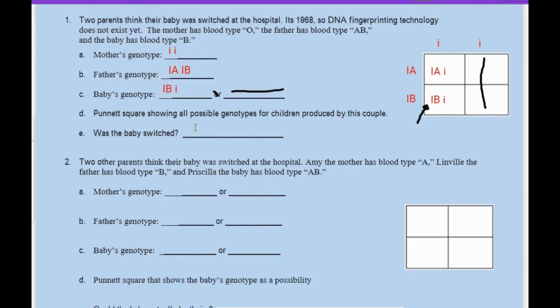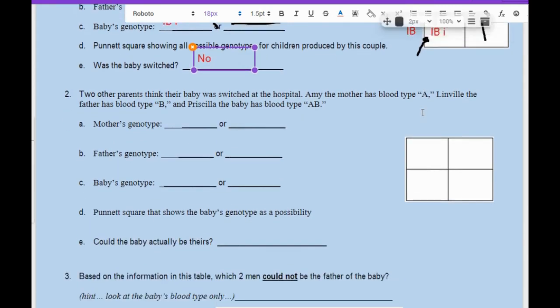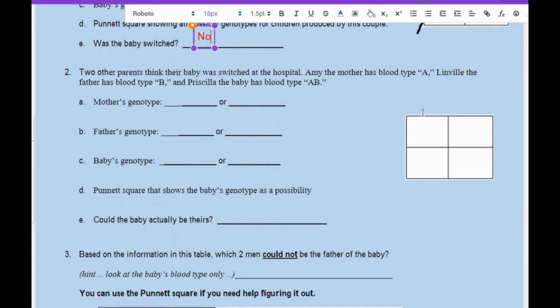Was the baby switched? It could be. I mean, it's possible, but we can't tell if it was. It works. The blood types work. Two other parents also think the baby was switched at the hospital.